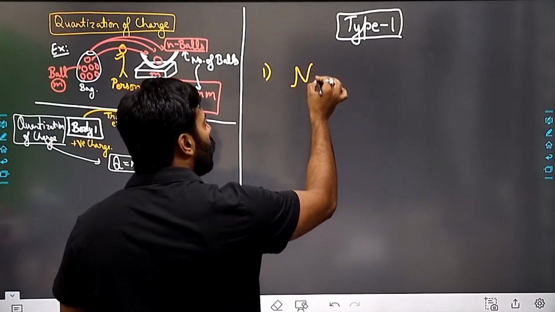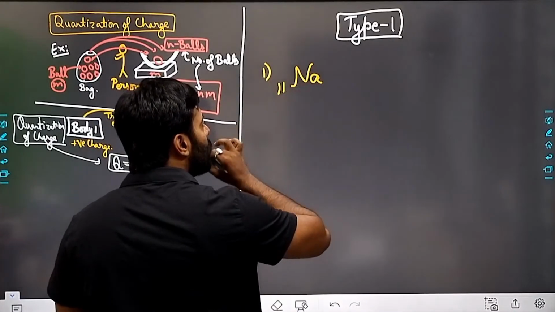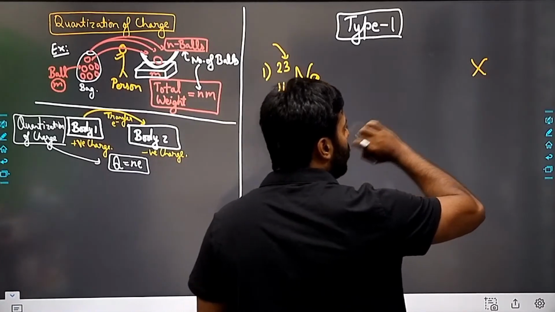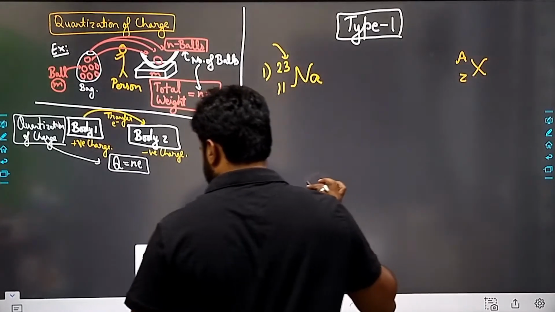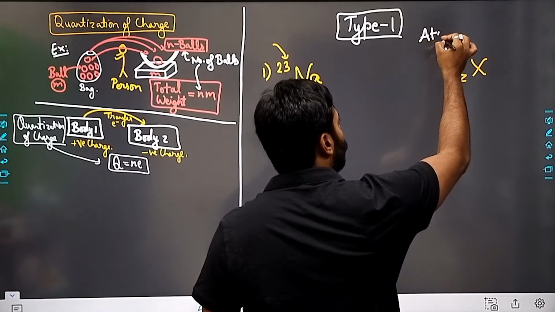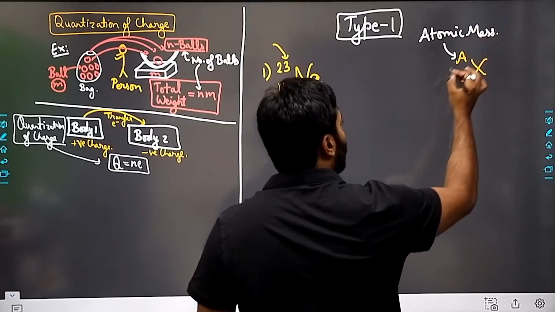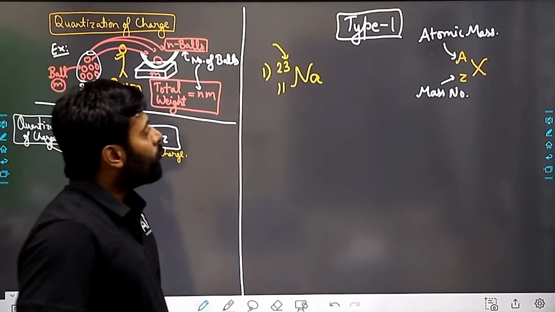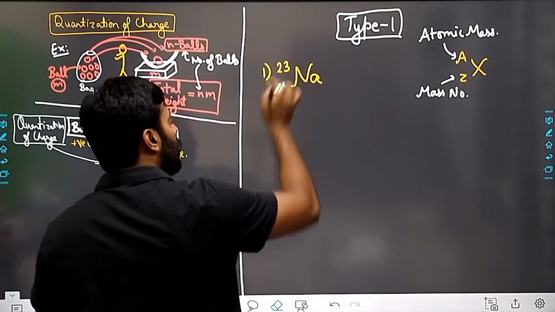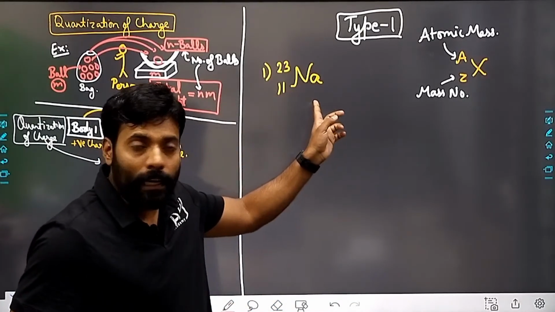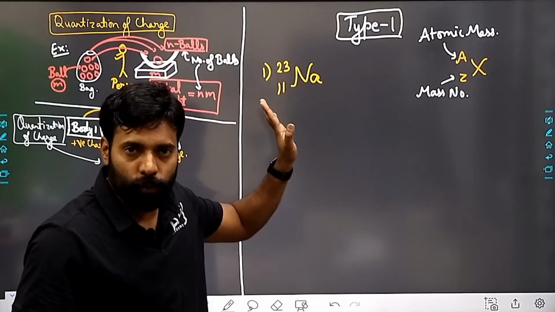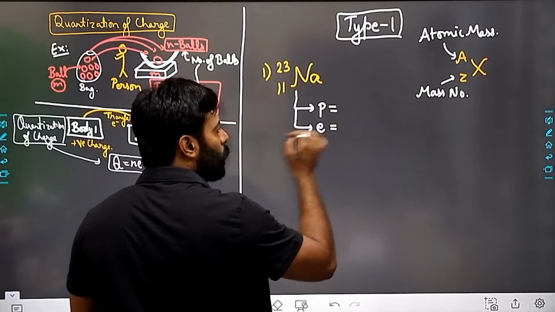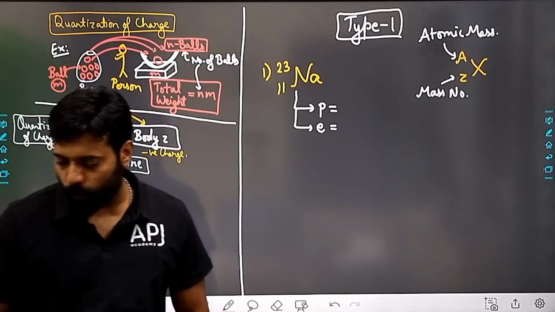Imagine that I have an atom, sodium. Sodium's atomic number is 11 and its mass number is 23, right? If I say that this is the element X, this is the atomic number and this is the mass number, and this is the element which we have. So I have one element, sodium, with atomic number 11 and mass number 23. Can you tell me how many protons does it have? How many protons does this sodium have? Please do let me know.